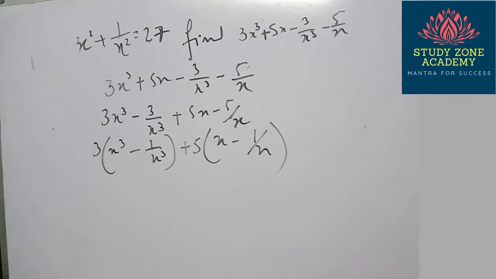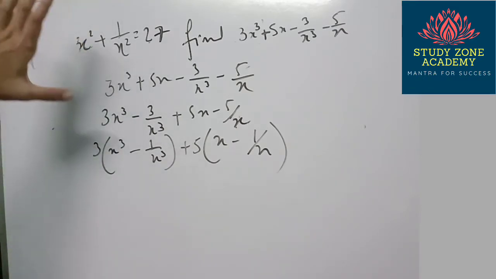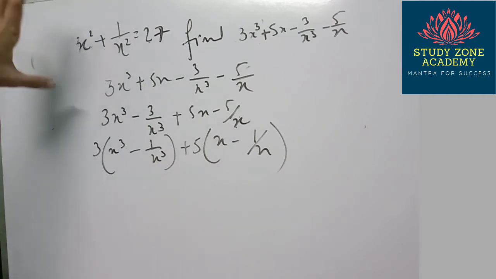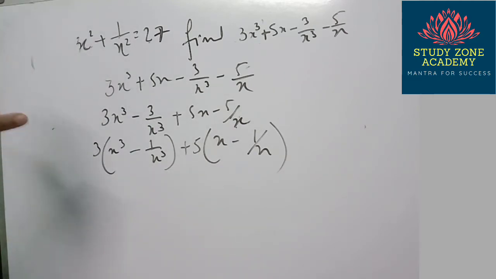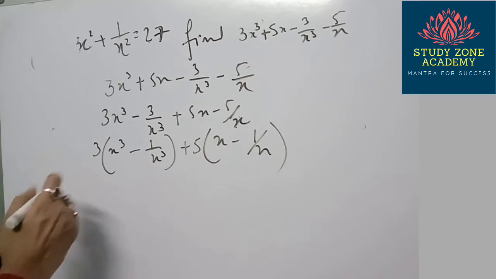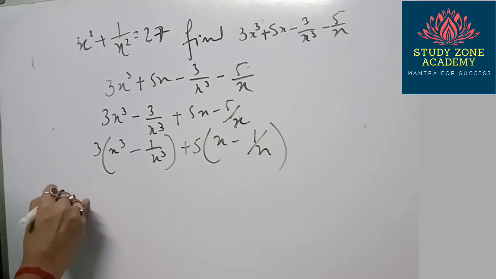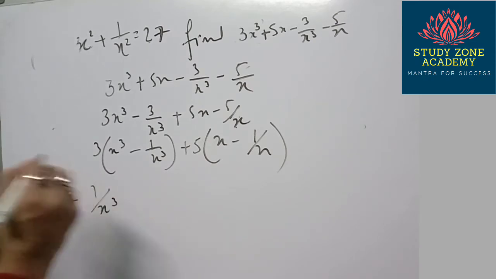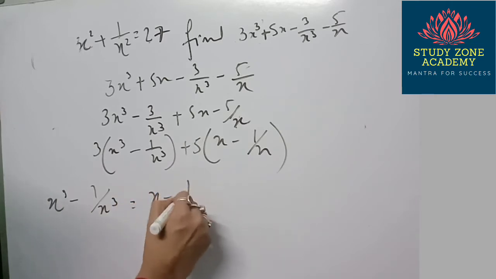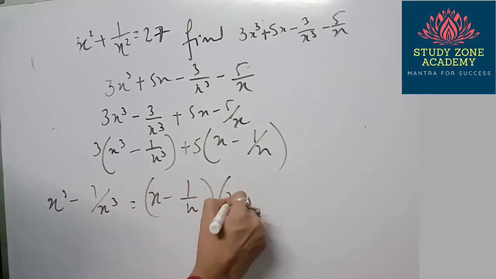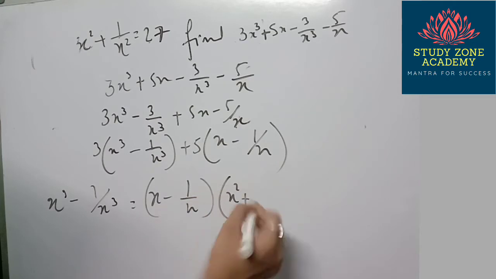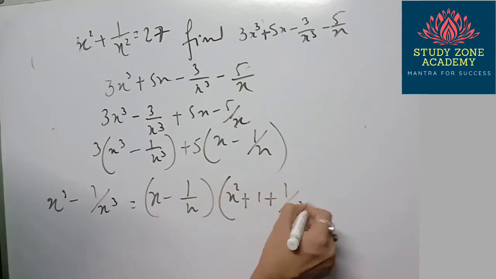We need to find its value, and how to get that value? First thing first, it has 2 formulas. Which formula to use, that's the main thing. But first look at what things are available with us. Let us do x cube minus 1 by x cube separately. The formula is x minus 1 by x, bracket, x square plus 1 by x square.